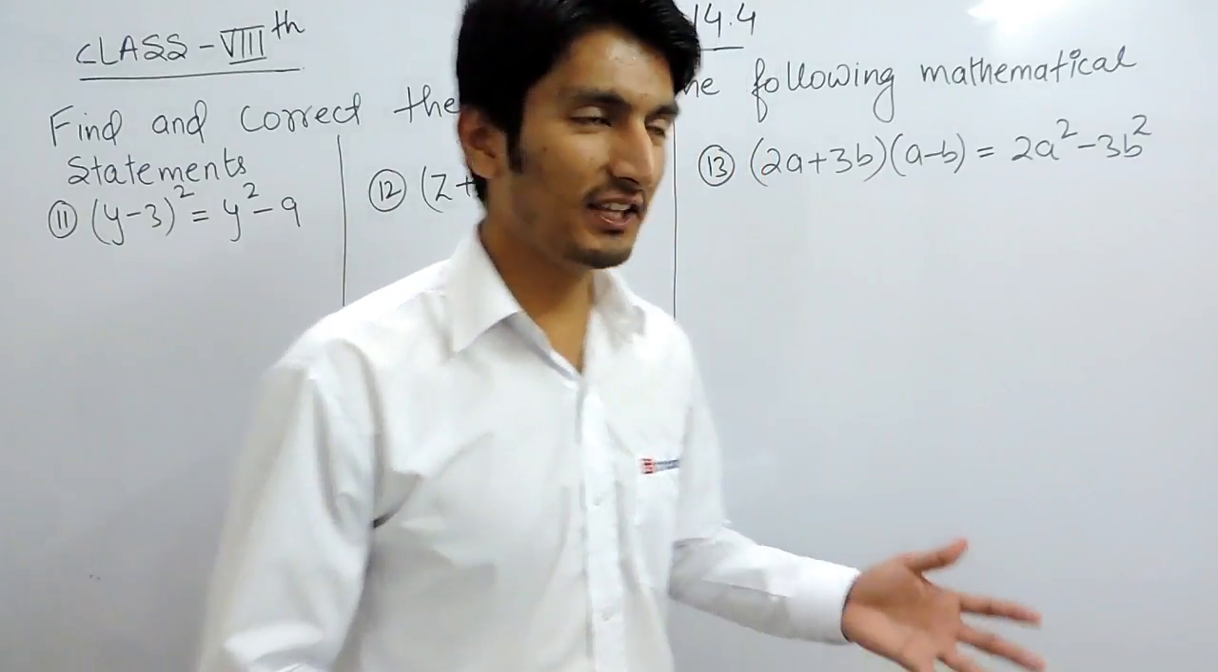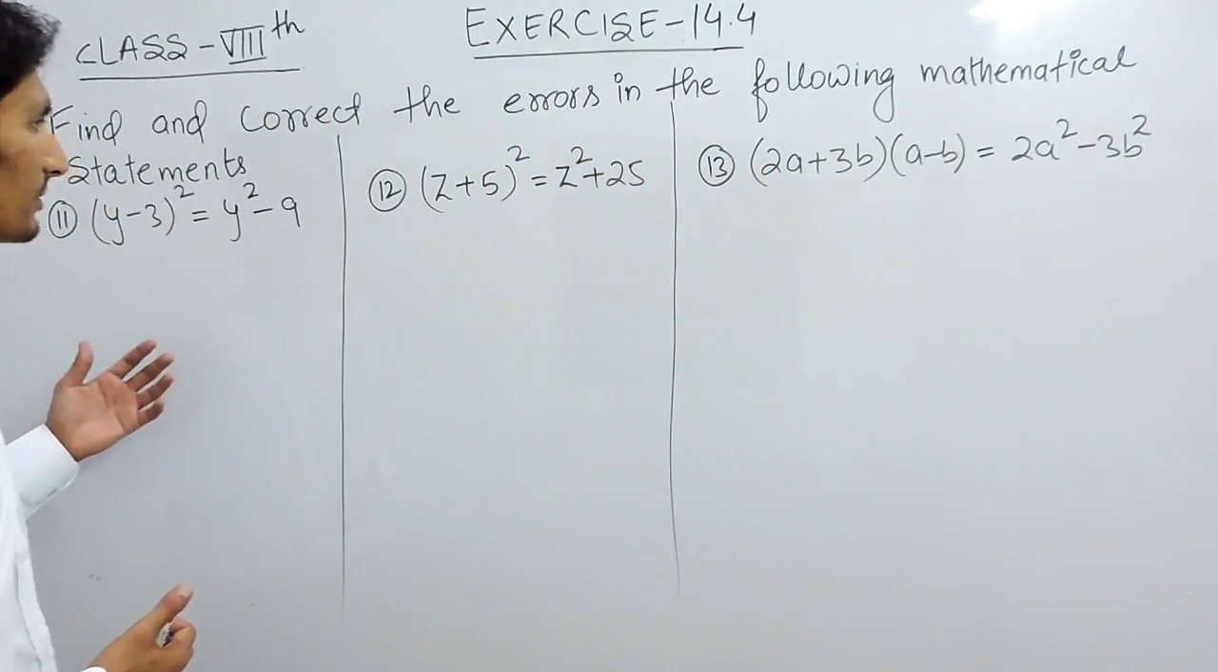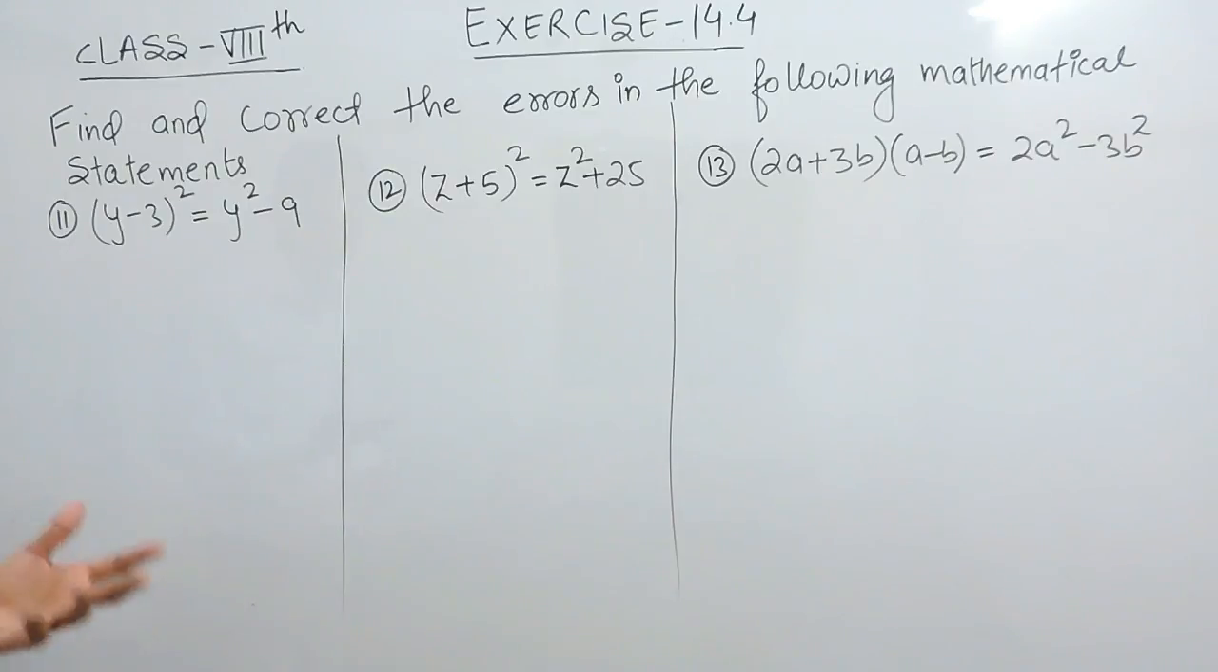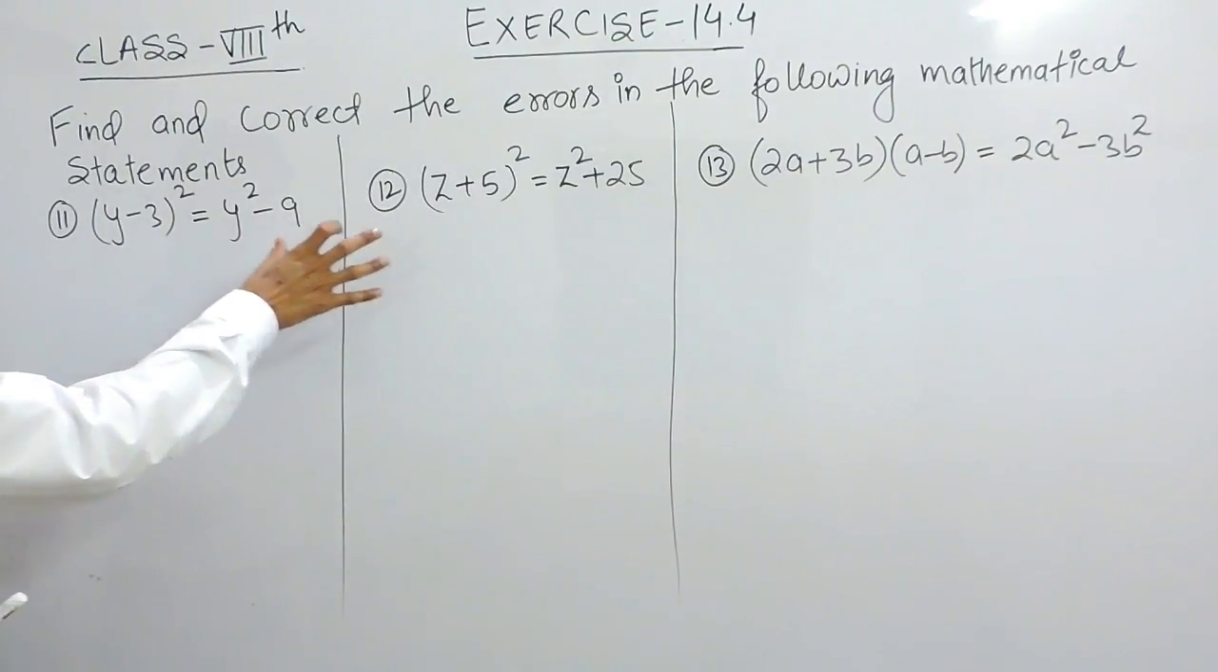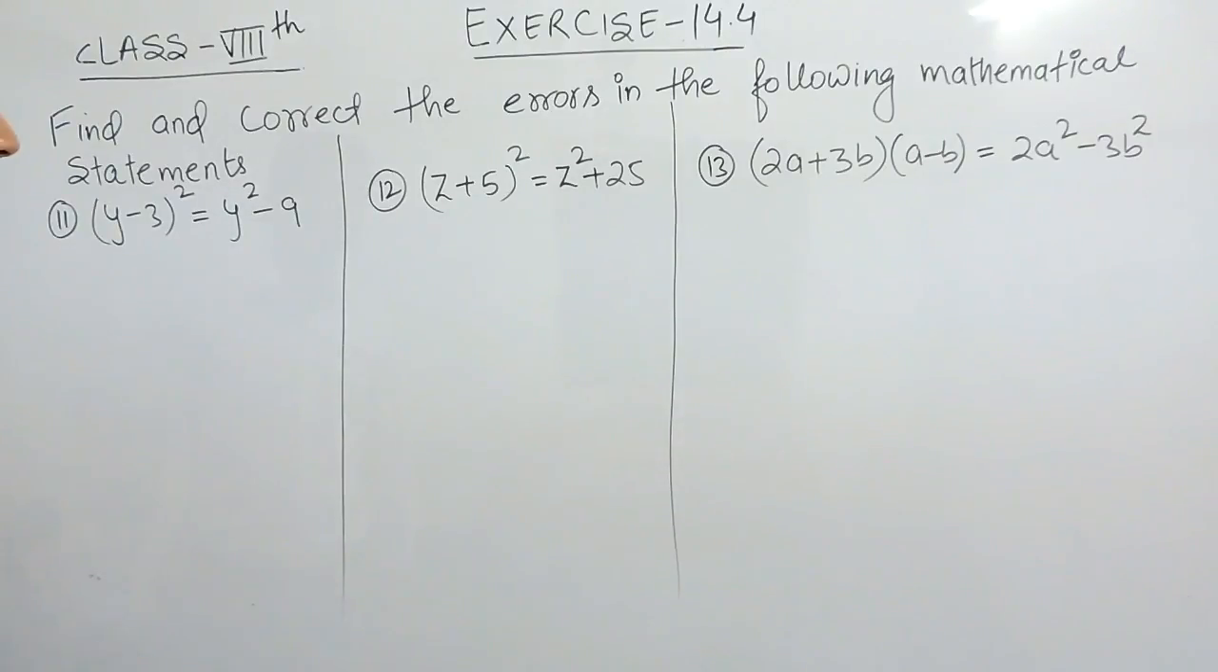Hello everyone, in this video we are going to solve questions number 11, 12 and 13 of exercise 14.4, and in these statements you have to find the mathematical error. So let's find it in the first part. It is given that (y minus 3) whole square equals y square minus 9.